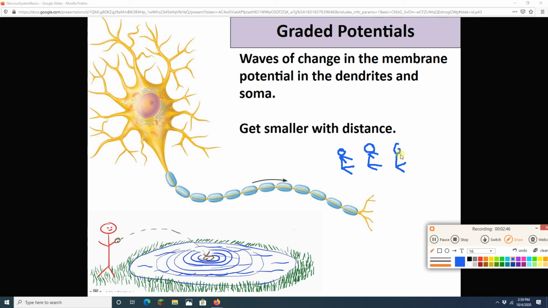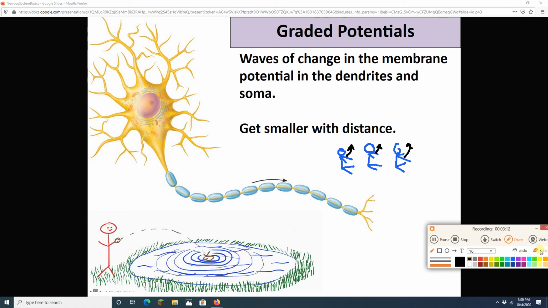Got 3 guys here. And if they're going to do the wave, what's going to happen is the first guy is going to raise his arms. The first guy, his arms are going to go up. Second guy's arms then go up. Third guy's arms then go up. So that would be a wave of arm raising. What we're going to see with graded potentials is they are waves of change in the membrane potential.